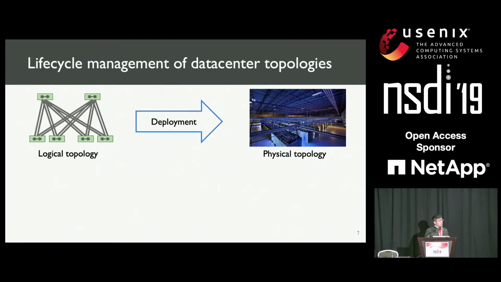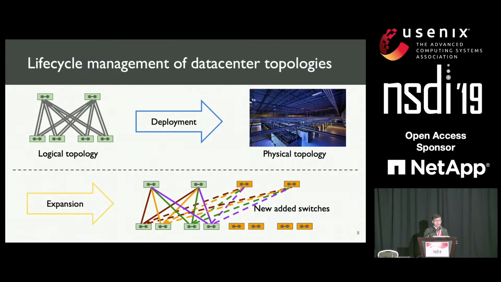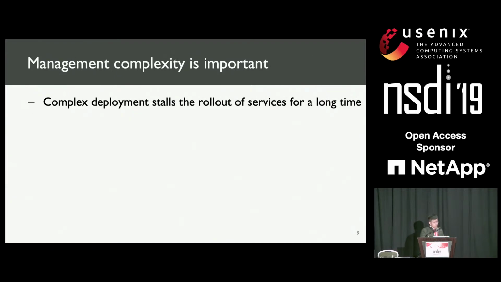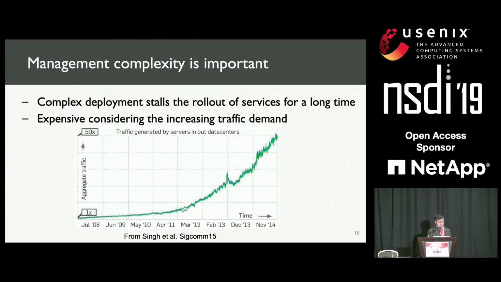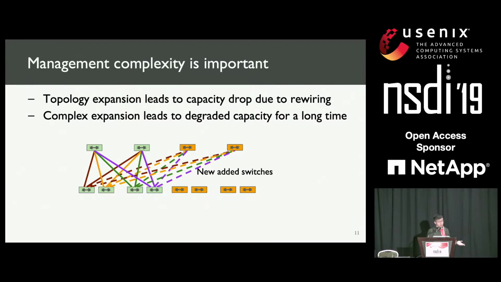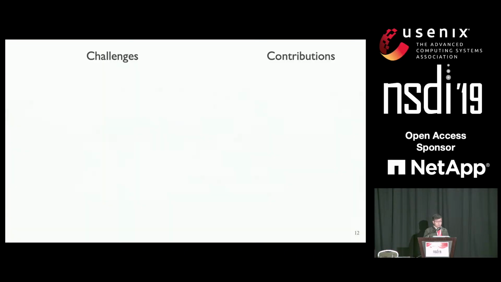Lifecycle management is a process of building a network, deploying it on the data center floor, and expanding it over several years to serve the constantly increasing set of services. Management complexity is important. A design that is hard to deploy can stall the rollout of new services for a long time. This can be expensive considering the increasing traffic demand. Also, as the previous talk mentioned, topology expansion leads to capacity drop. And a design that is hard to expand will leave the network functioning with degraded capacity for a long time.